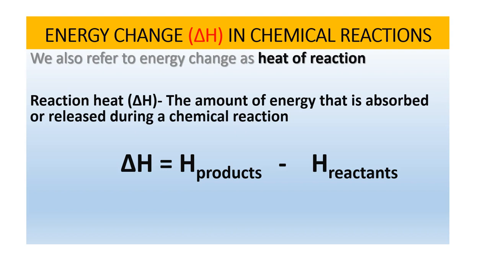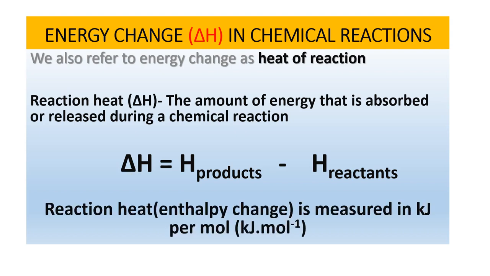In order to calculate delta H, you need the energy of your products minus the energy of your reactants. In the beginning I spoke a little bit about this and told you why delta H needs to be positive for an endothermic reaction and negative for an exothermic reaction, but we'll get to that. Reaction heat or enthalpy change, which is delta H, is measured in kilojoules per mole, or as the abbreviation goes, kJ·mol⁻¹.